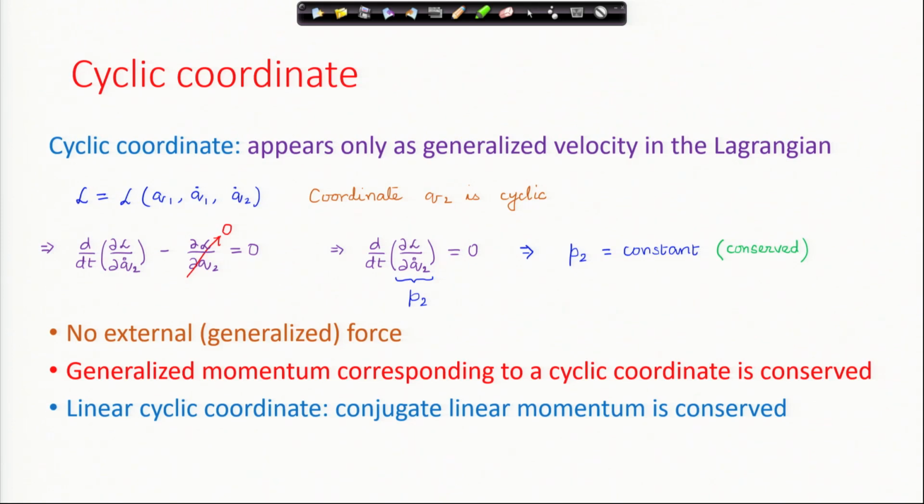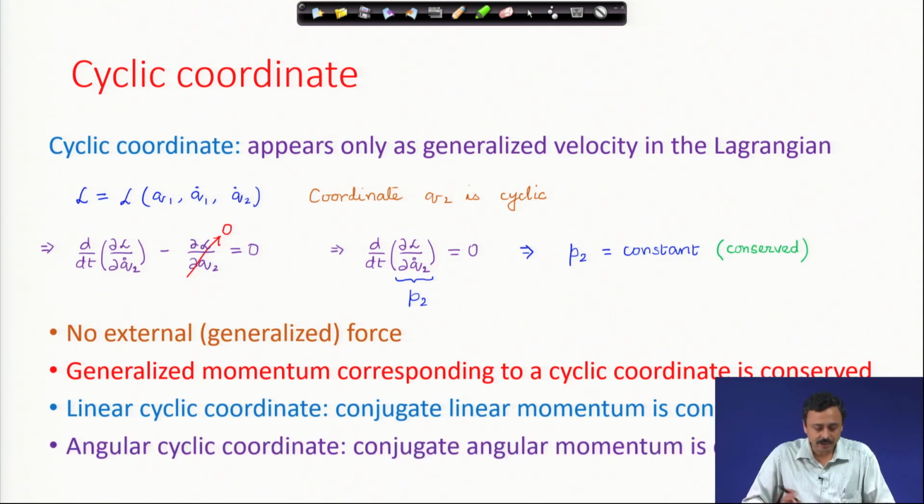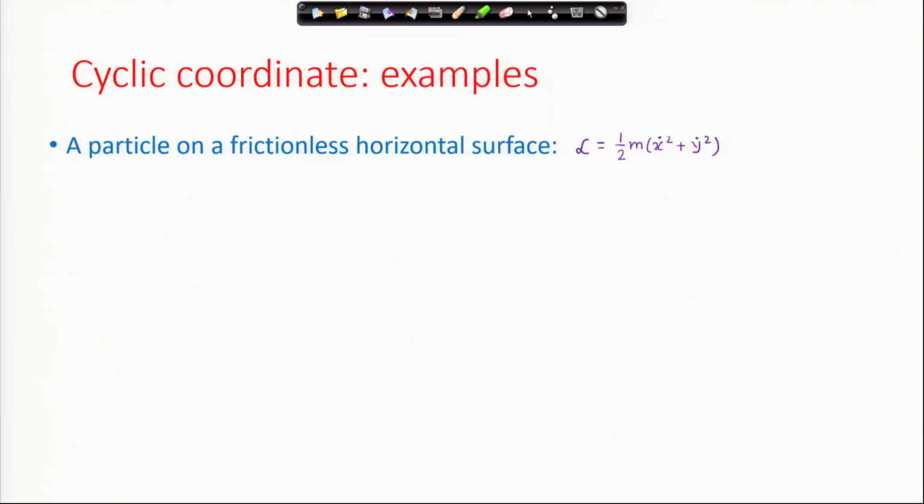When you have a linear displacement coordinate as a cyclic coordinate, the conjugate momentum is the linear momentum which is conserved. If it is an angular coordinate which is cyclic, then the angular momentum is conserved, because we have seen this interpretation of the momentum conjugate to that coordinate. If it is an angular coordinate, then angular momentum is the momentum conjugate. If it is a linear displacement coordinate, then the momentum conjugate is linear momentum. Therefore, under no external or generalized forces, if a generalized coordinate is cyclic, then the corresponding conjugate momentum is conserved.